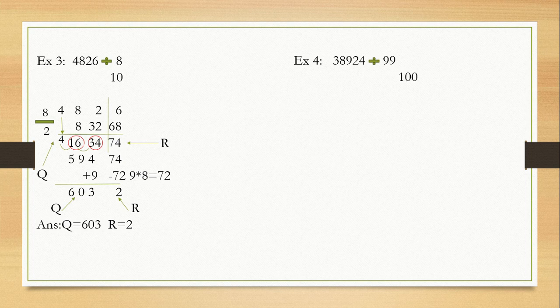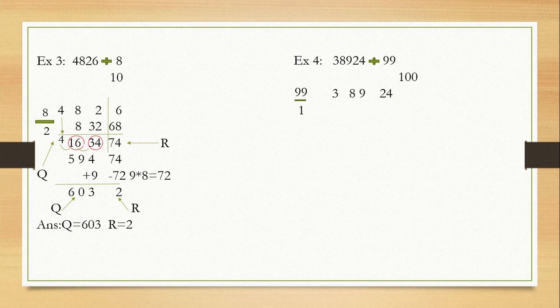38,924 divided by 99. What is the working base here? 100. So 99 is 1 less than 100. As we are having two numbers in the divisor part, we have to divide these 5 numbers into two parts, that is 24, 89, and 3. We are having only one number now, so we will leave it like that.